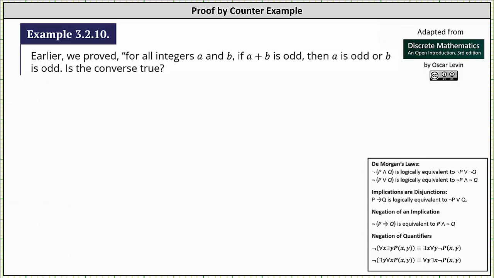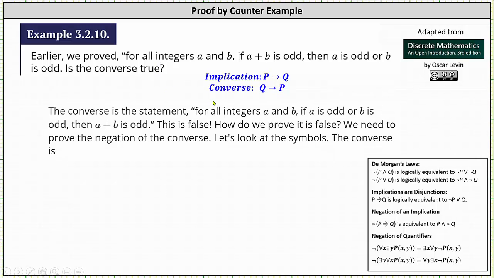Welcome to an example on proof by counterexample. Earlier we proved for all integers a and b, if a plus b is odd, then a is odd or b is odd. Is the converse true? Recall, if the implication is if p then q, the converse is if q then p.